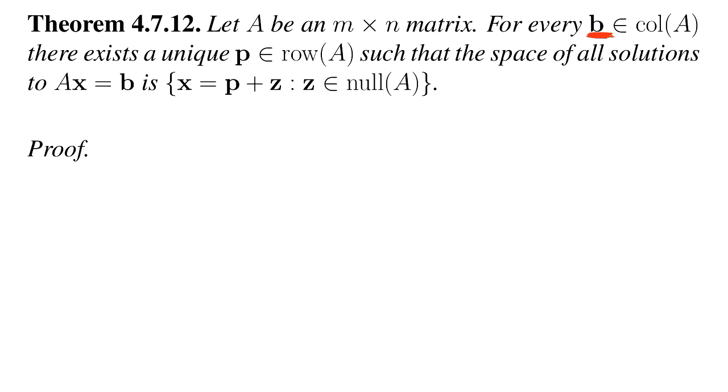Okay, so what we really need to do is show that this P is unique. That's going to be the important thing to do. All right, now, we know Ax equals B is consistent if and only if B lives in the column space, and we're assuming B lives in the column space, so this equation is going to have solutions.